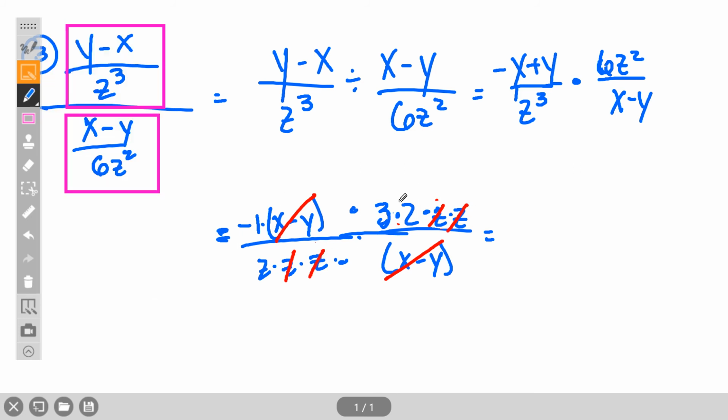So what I have left is in the top, I have 3 times 2 times negative 1. So I have negative 6 in the top, and the bottom I have z. So you can write this as negative 6 over z, or you can write this with the negative sign out front, like this. This is how I would write it.